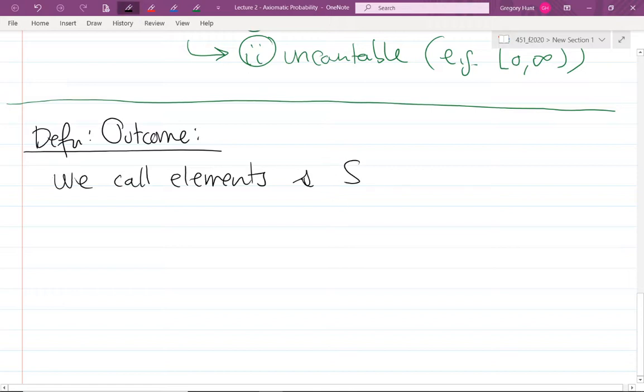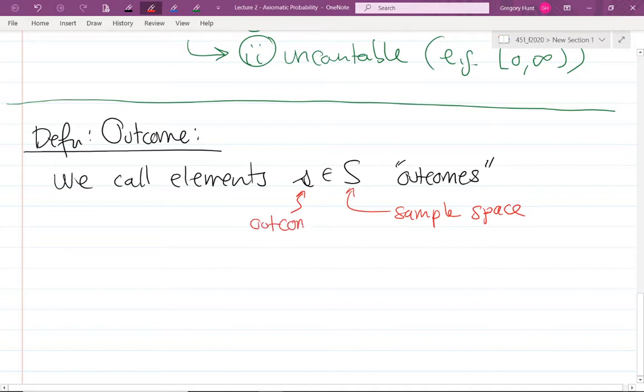so elements of my sample space, little s, we call these elements, quote, outcomes from my experiment. So capital S here is my sample space, and little s here is my outcome. So the sample space is the collection of all possible outcomes. And so that's natural notation there, or natural terminology.